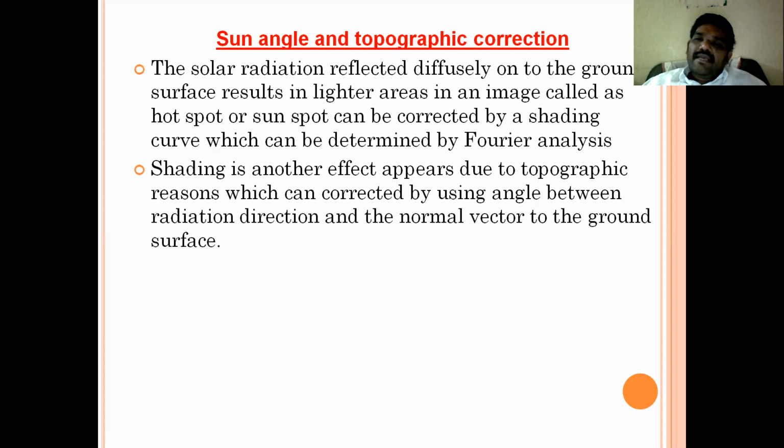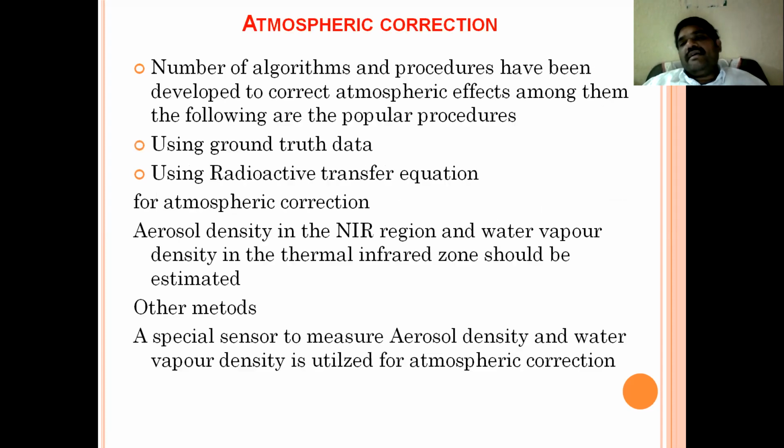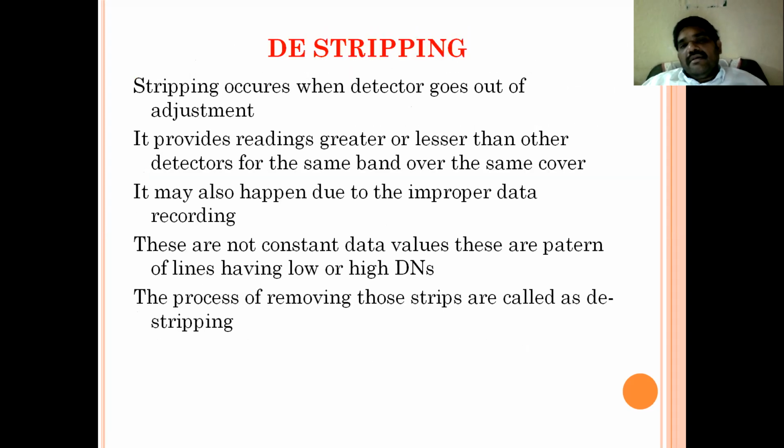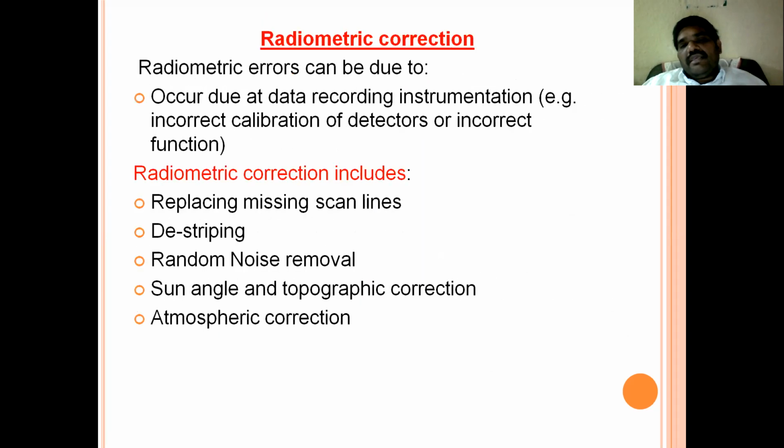That is called sun angle topographic correction. Next is atmospheric correction. In the first case, you have seen replacing missed scan lines, de-striping, random noise removal, and sun angle and topographic correction. Under what category?